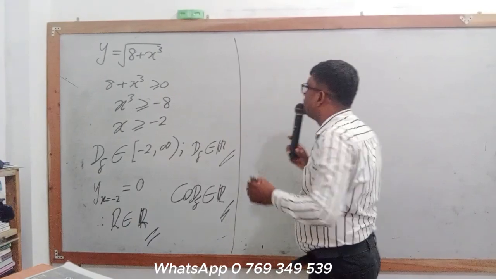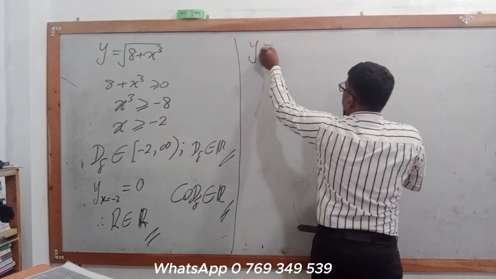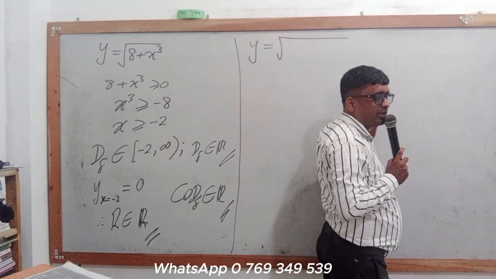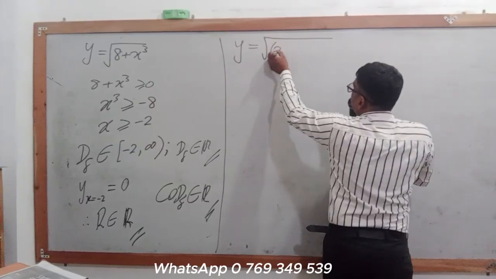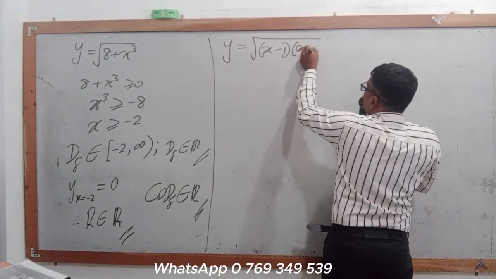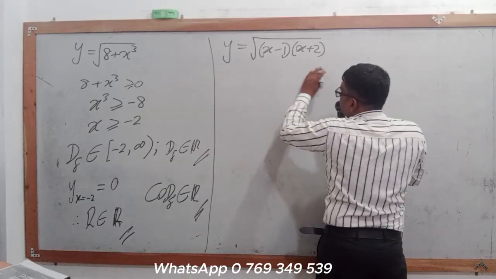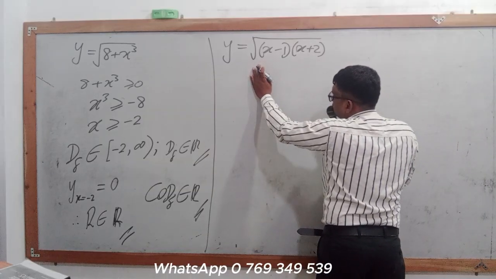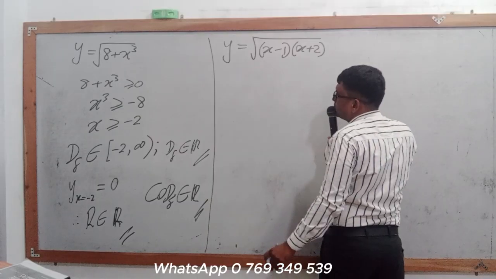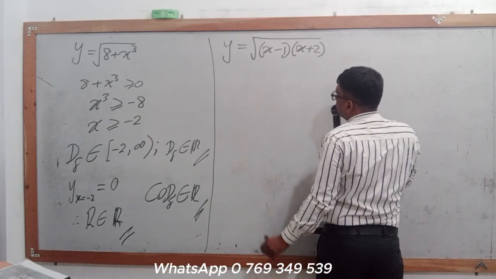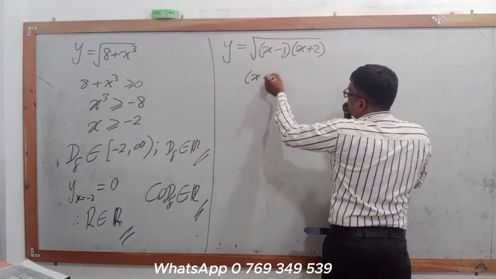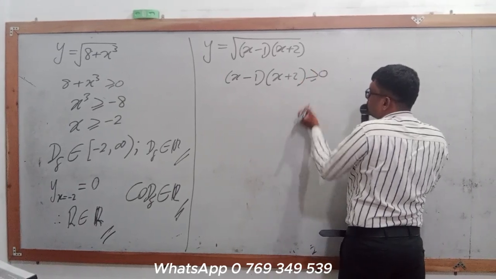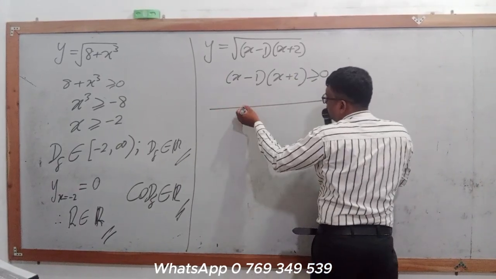And next one, y equals root of 1 over (x minus 1)(x plus 2)... that is, (x minus 1)(x plus 2). This one should be positive, right? What is positive? (x minus 1)(x plus 2) greater than or equal to 0, no? We have to find the range like that.